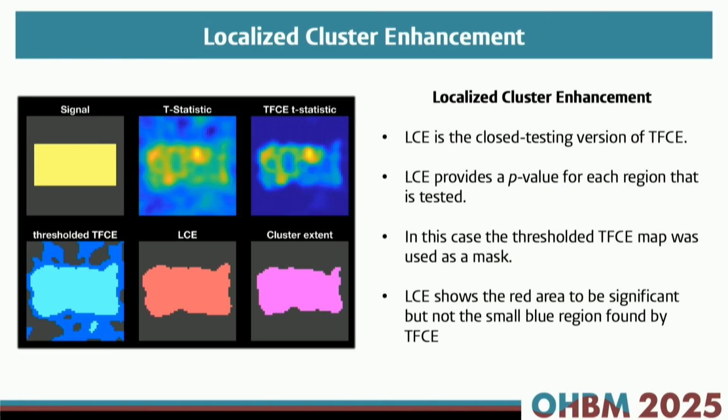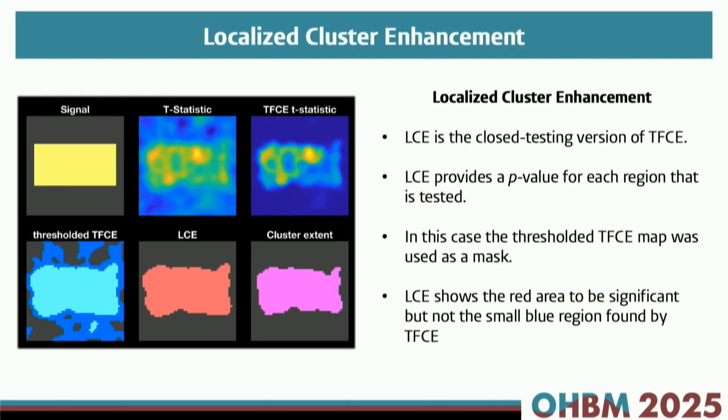Right. So what we try to do is improve the TFCE statistic using the closed testing procedure. The closed testing procedure is the statistical framework that underlies the true discovery proportion estimation as well. What it does is provide a p-value for each region that is tested. In this case, the thresholded TFCE map can be used as a mask, and you can test whether this region is what we call localized cluster enhanced significant.